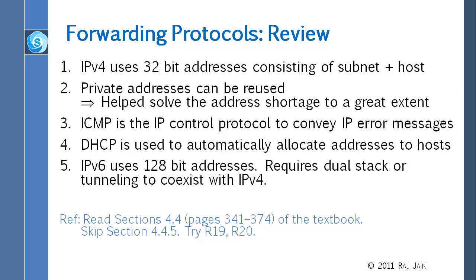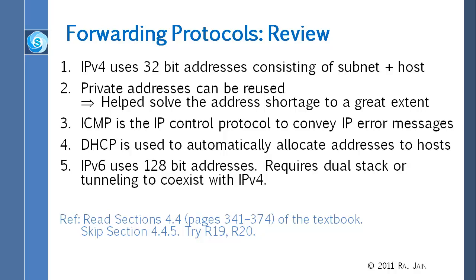ICMP is the IP control protocol for the error messages that we discussed today. We discussed DHCP to automatically assign the addresses, and IPv6 uses 128-bit addresses, but it requires dual stack or tunneling to coexist with IPv4. When IPv6 was designed, by that time we were much more intelligent about networking, and so a new class of addresses was put into IPv6 called link local.